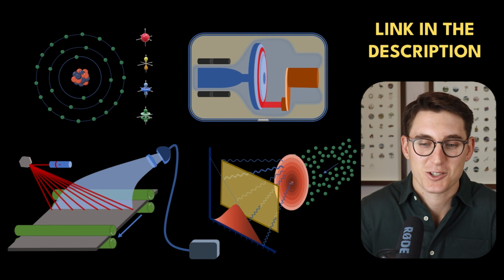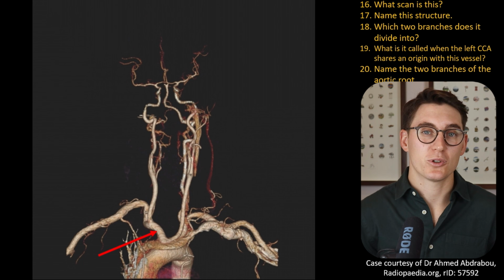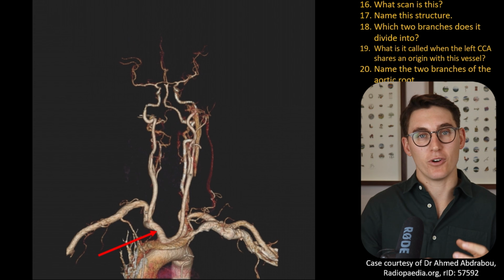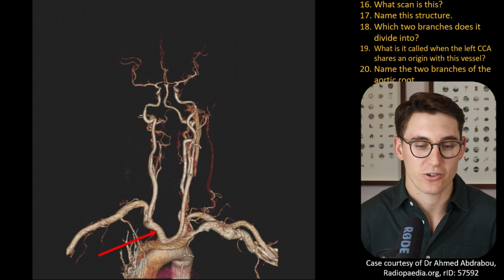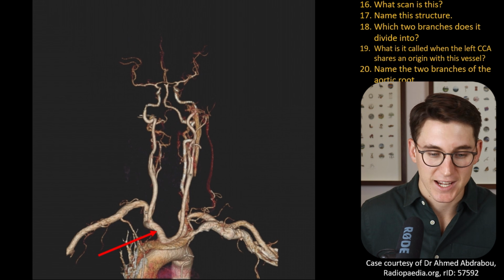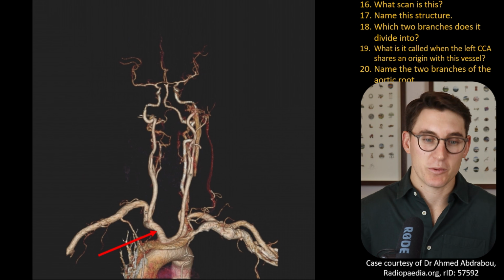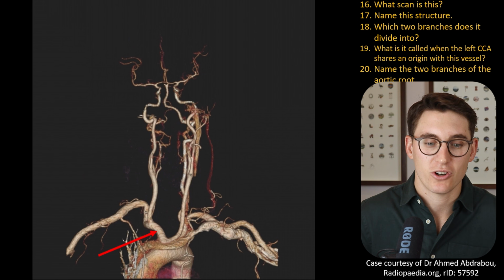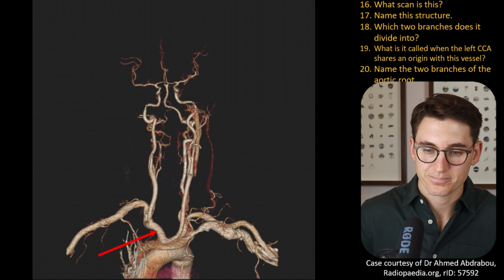Let's move on to our next question. Pause the video if you need more time. We asked what scan this is. Well, this is actually a 3D volume rendered CT angiogram. So we've got our vessels that had contrast within our CT angiogram, and we've been able to use that data to create or reconstruct this 3D image of the vasculature of the head and neck.